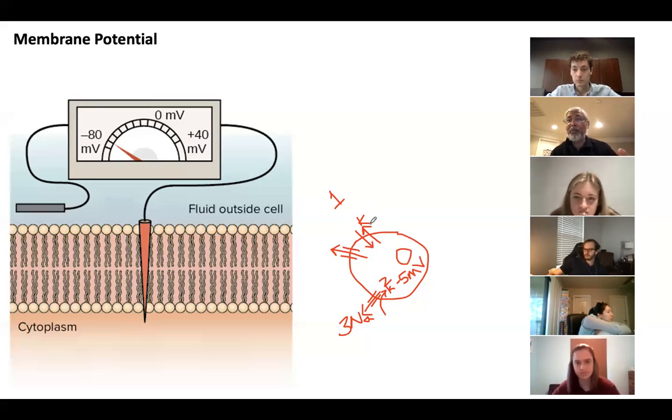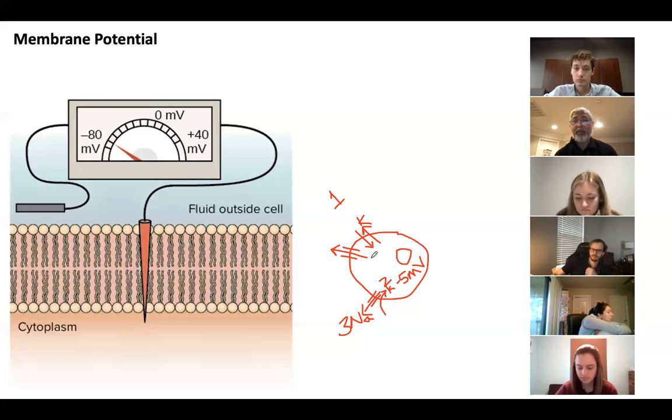Because the cell is losing more positive charge, the inside will become more positive. Now, as it continues, it becomes more and more negative. And then at one point, it becomes so negative inside that the electrical potential that is pulling potassium in and the concentration gradient that is trying to push potassium out will reach an equilibrium.